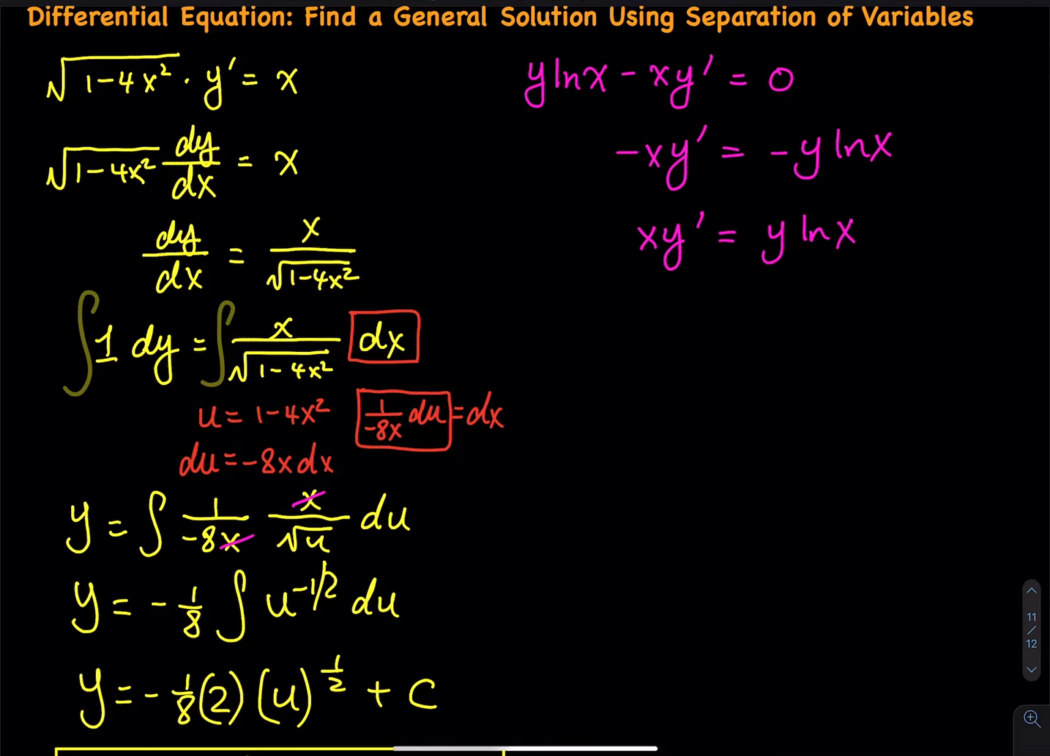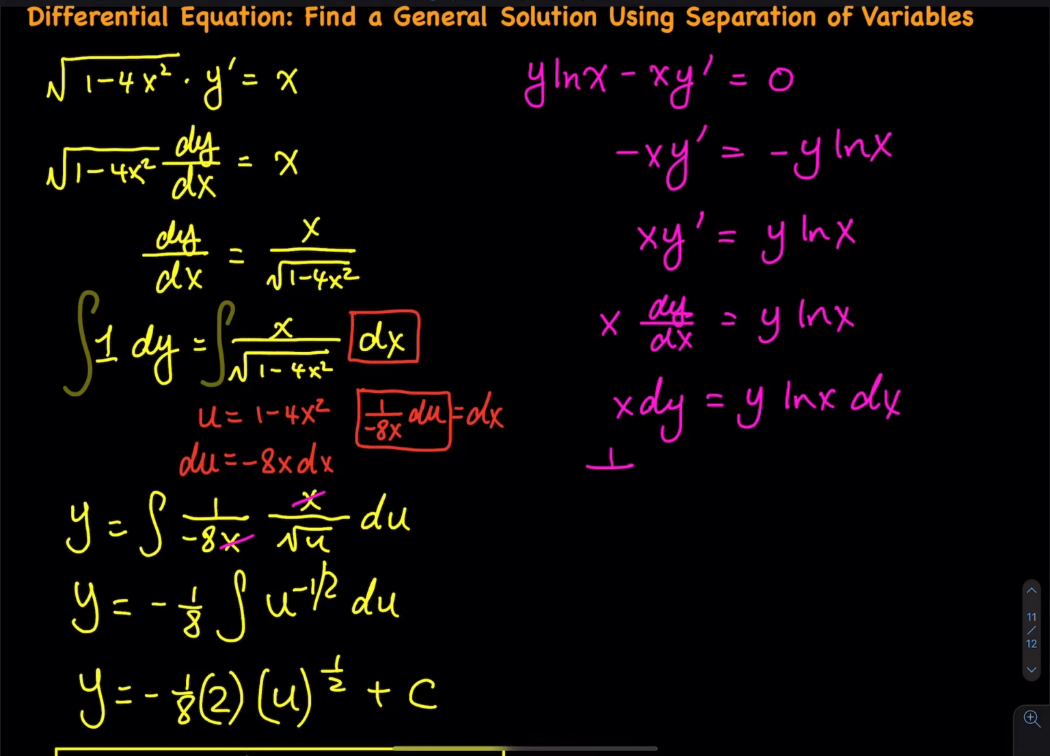Then you change the y prime to dy/dx, so dy/dx equals y ln x, and then you have to move the dx to the other side, right? So you have x dy equals y ln x dx. So x on the right, y on the left. That means you have to divide both sides by y, and then divide both sides by x, then you have dy over y equals ln x divided by x dx. So the separation of variables is finished.